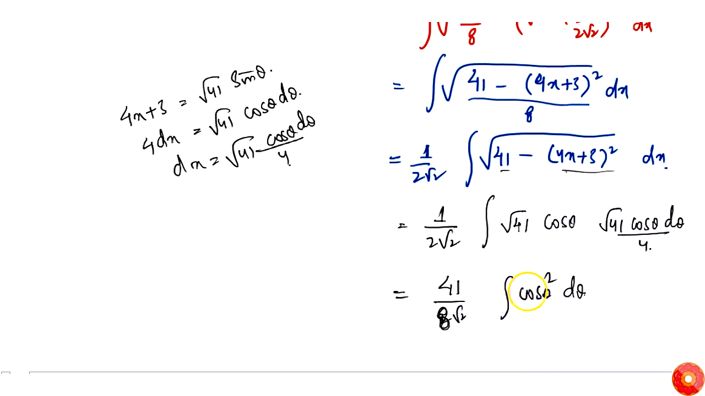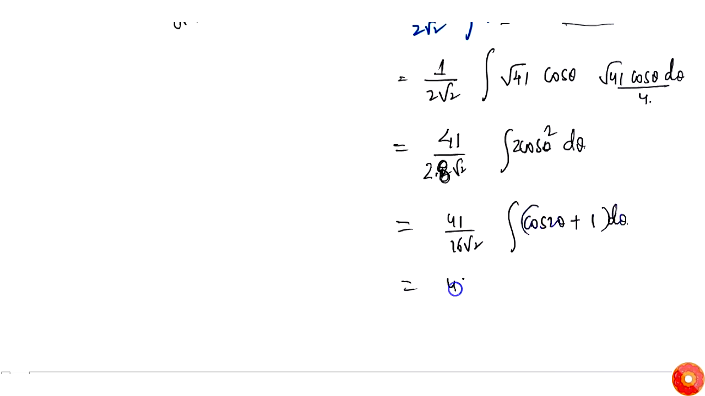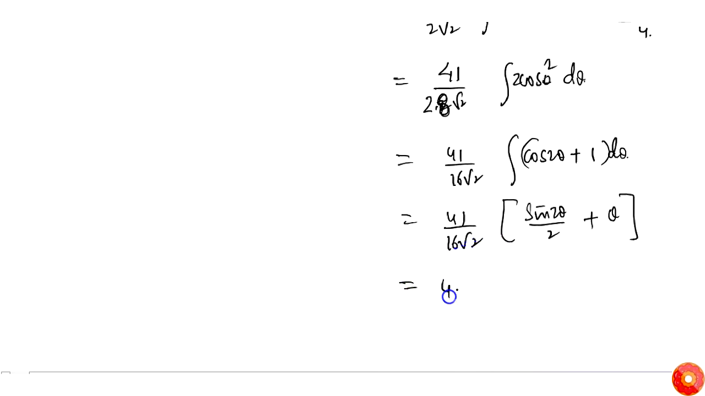So this if I multiply with 2 inside, this will become 2 cos square theta. Here it's 2 into 8, it will be 16. So 41 by 16 root 2 into integration of 2 cos square theta, which I can write as cos 2 theta plus 1, into d theta, whose integration will be simply equal to 41 by 16 root 2 into sin 2 theta by 2 plus theta. Sin 2 theta I can write as 2 sin theta into cos theta. 2 gets cancelled, so this will become sin theta into cos theta plus theta.